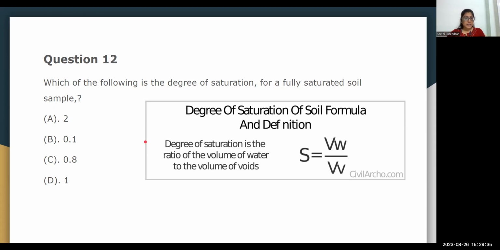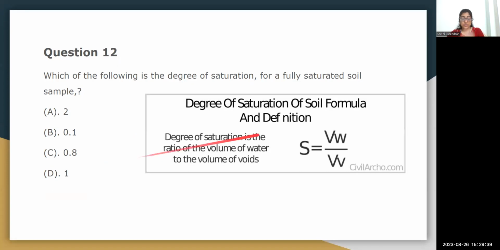Okay, so the correct answer is 1. When the soil gets fully saturated, the volume of voids is going to be equal to the volume of water, because under conditions of complete saturation, all the void spaces are going to be filled with water. So the volume of voids and the volume of water are equal, so it will cancel out and the degree of saturation will be equal to 1. So the correct answer is 1.